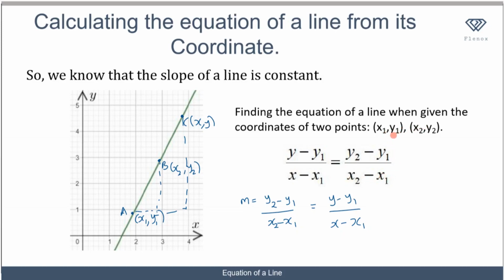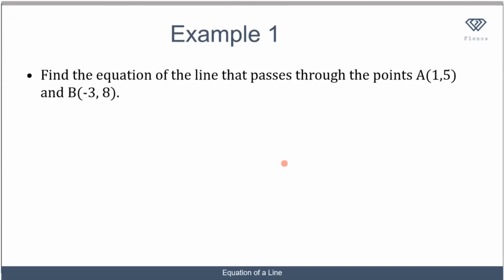From the 2 points, we already know the value of x1 and y1, x2 and y2. So when you substitute it into this formula, we get our answer in terms of y and x. So let's look at an example. In this example, we are told to find the equation of the line that passes through point A, which equals this, and B, which equals this.